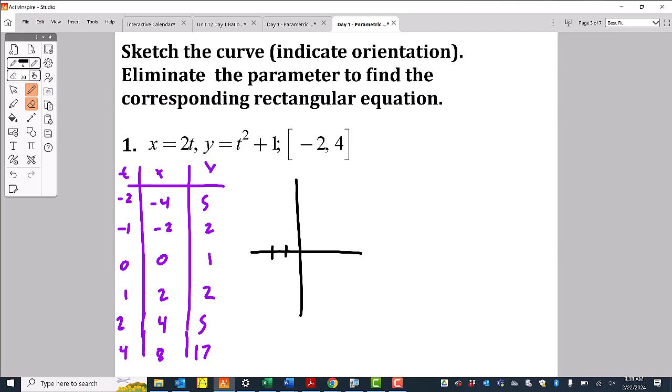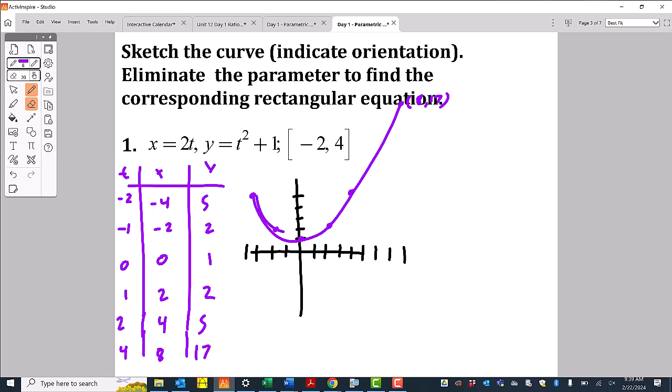Okay, and so we have our table of values. We have our points. We have -4 up 5, -2 up 2, +4 up 5, and then 8 up 17. We'll call this 8, 17 up here. All right, and so this is our graph. And if we just draw the graph connecting the points, it looks like a parabola. Not a full parabola because we have some limitations to it, but it looks like a parabola.